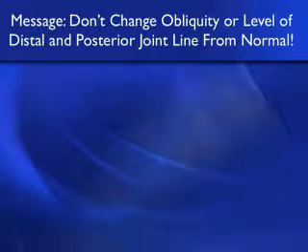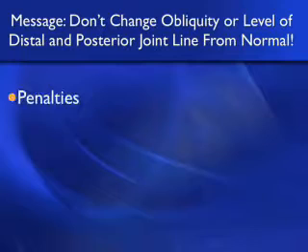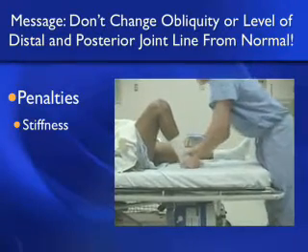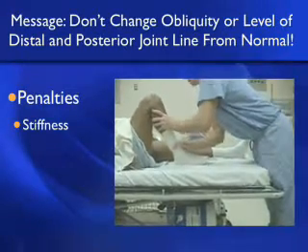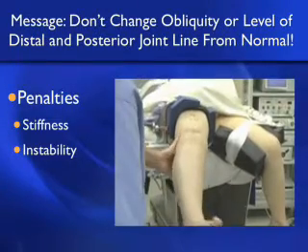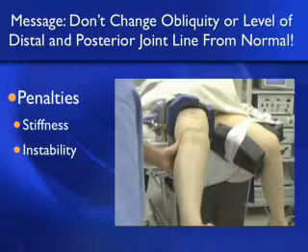So the message is you should probably strive to not change the obliquity or the level of the distal and posterior joint lines from normal because of leading to ligament imbalances that are uncorrectable with soft tissue release. And there's penalties. If you put a thicker liner in to create stability, you run the risk of stiffness in some position of the motion arc. On the other hand, if you're losing motion, you put a little thin liner in, even with your release, you can lead to this instability either in mid-flexion or deep flexion.